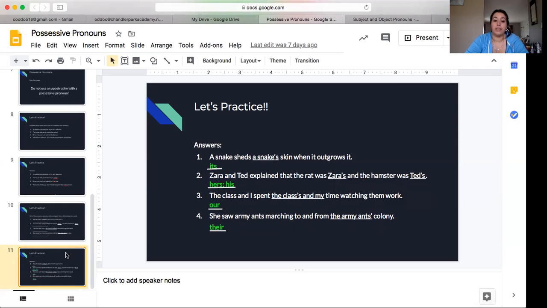Number 3, the class and I spent the class's and my time watching them work. We should have replaced the class's and my with our. So our sentence would say, the class and I spent our time watching them work. And number 4, she saw army ants marching to and from the army ants' colony. We should have replaced the army ants' with their. So our sentence would say, she saw army ants marching to and from their colony.